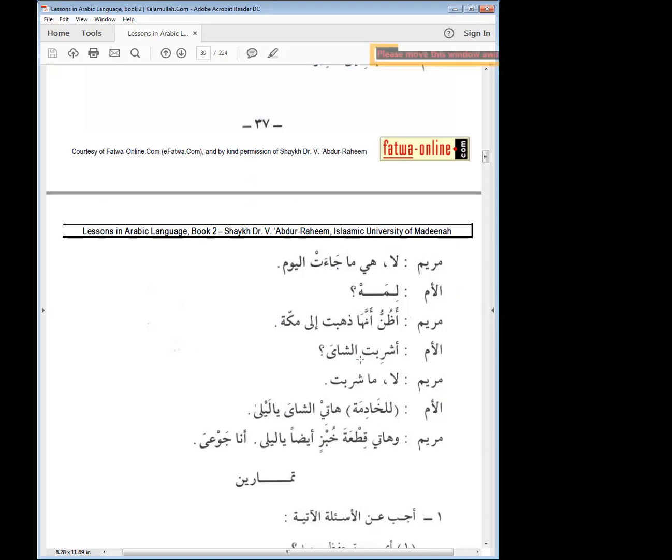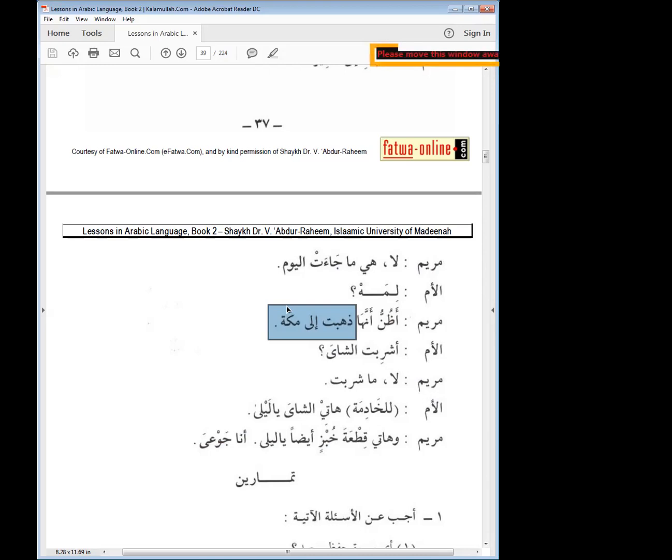Now, أظن is normally followed by أن. See the word أن there? It's joined to the pronoun ha, which means she. So, I think that she. أظن أنها ذهبت إلى مكة. I think that she went to Makkah. So it's generally followed by anna. Anna is one of the sisters of inna. So the word that comes after anna, the ism of inna or anna, as the case may be, would be mansub, and the khabar of anna would be marfu. You don't see that here plainly because we're dealing with a pronoun and the khabar of anna is this whole jumlatul fi'liya.